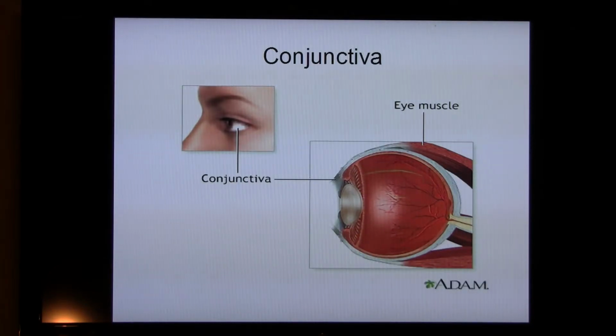And the next slide is the conjunctiva. It is a clear layer of tissue that sits on the white part of the eye that protects the eye and provides the surface underneath the eyelid and forms the back of the eyelid.